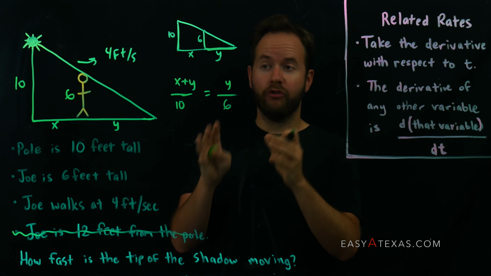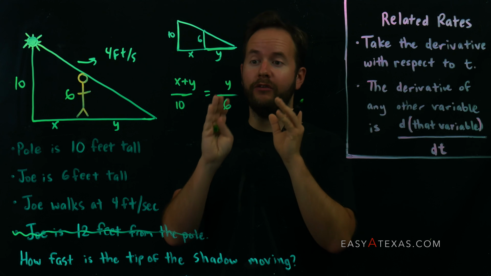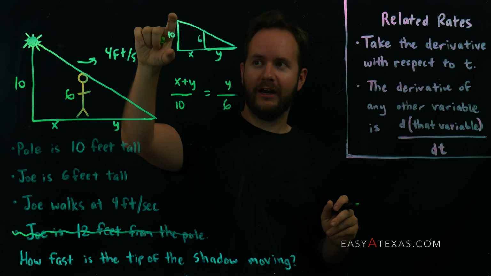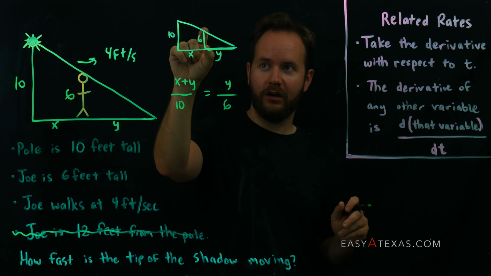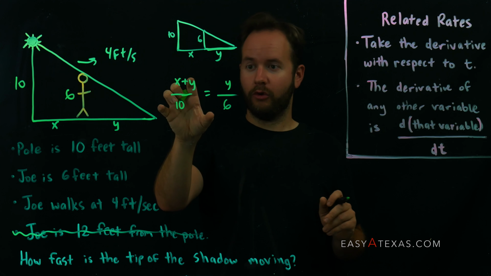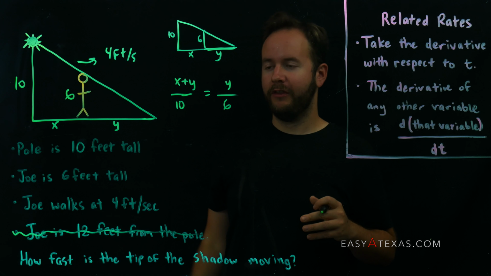Okay, this equation is key to solving this problem. Once we get this, everything falls into place. So knowing your similar triangles, that the long side divided by the long height equals the short side over the short height, gives us this equation that we can then multiply, manipulate, take the derivative of, and get our answer.